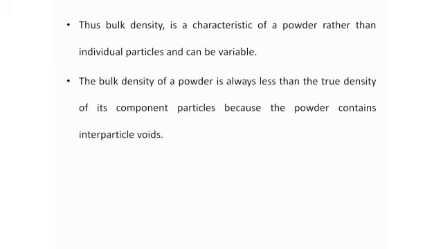Next thing is that the bulk density of a powder is always less than the true density of its component. Why? Because the powder contains interparticle voids. I repeat, the bulk density of a powder is always less than the true density, because the powder contains interparticle voids. Clear?